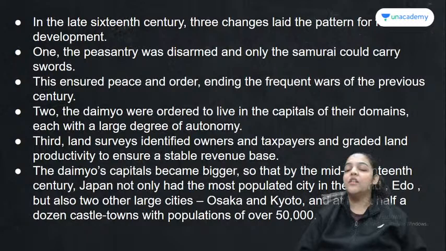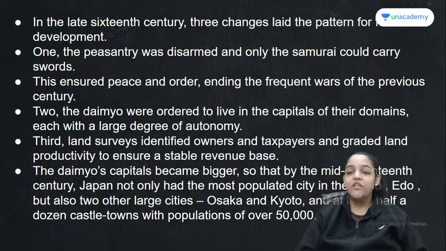There was a third change which happened. Now Japan had to make sure to have a good revenue base. For that, to establish a stable revenue base, they started conducting land surveys. They identified the owners of the land, they identified who were the actual taxpayers.